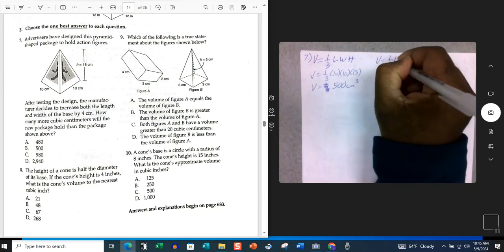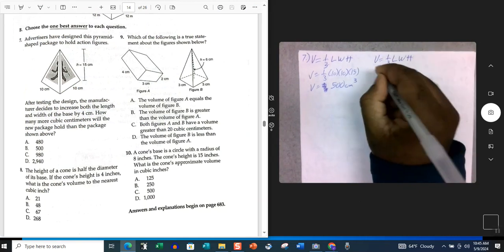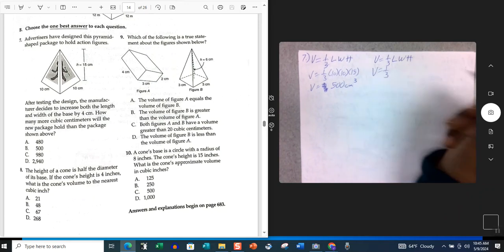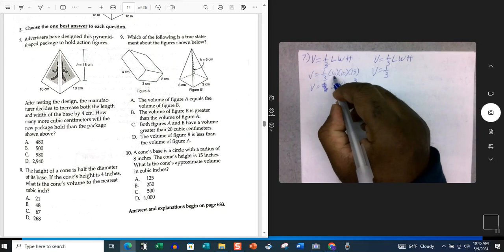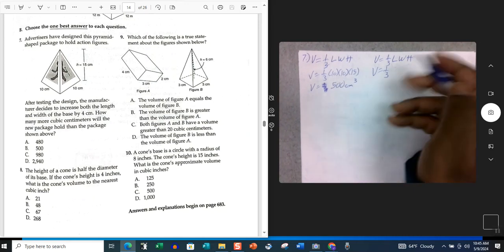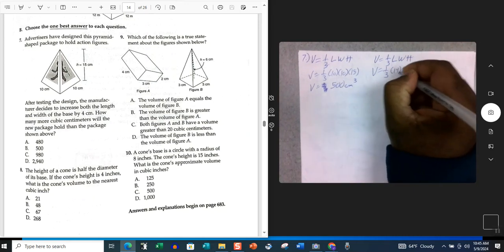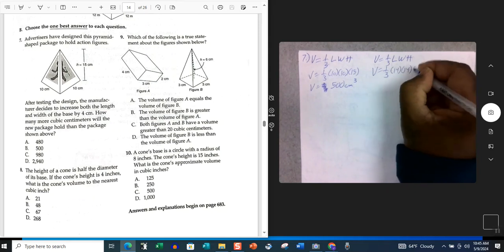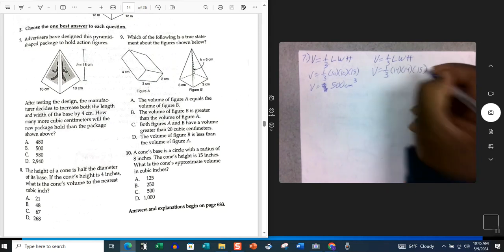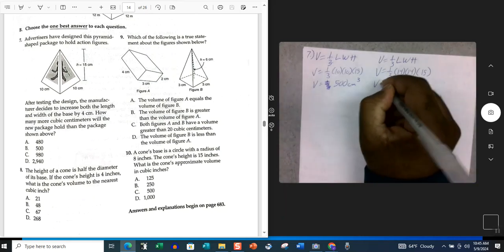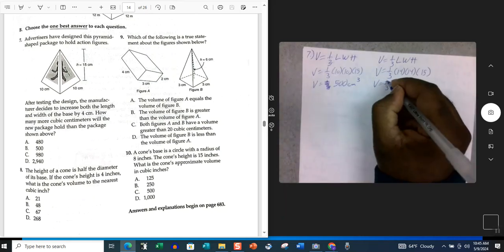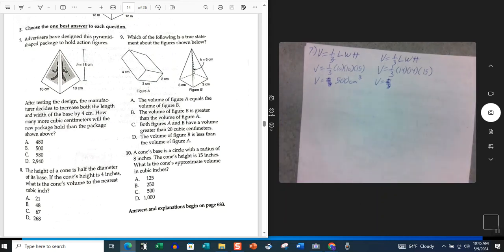Now we're going for the new value. Remember, they said the base, the length and width, increased by 4 centimeters. So that means instead of 10, it'll be 14. And the height will remain the same, because they said each one increased by 4 centimeters. We could put this in a calculator.